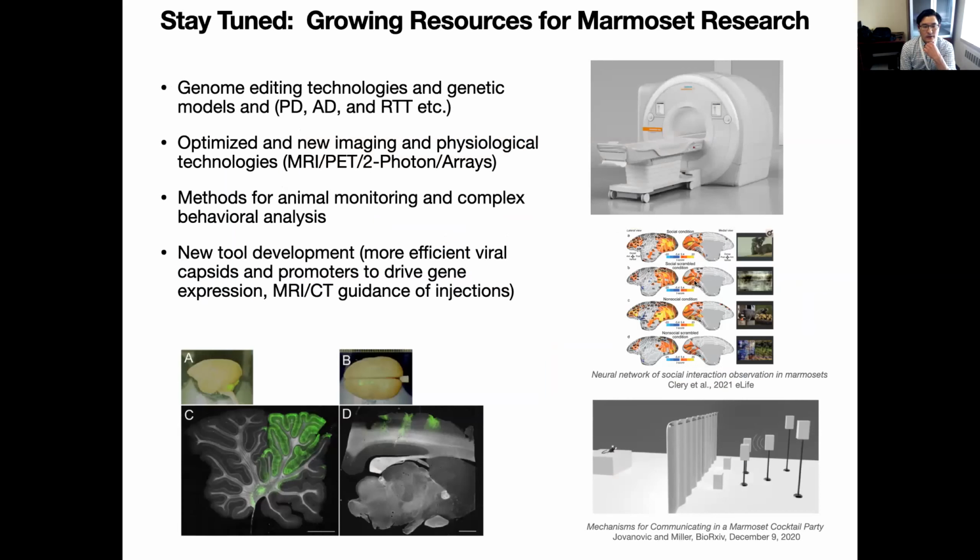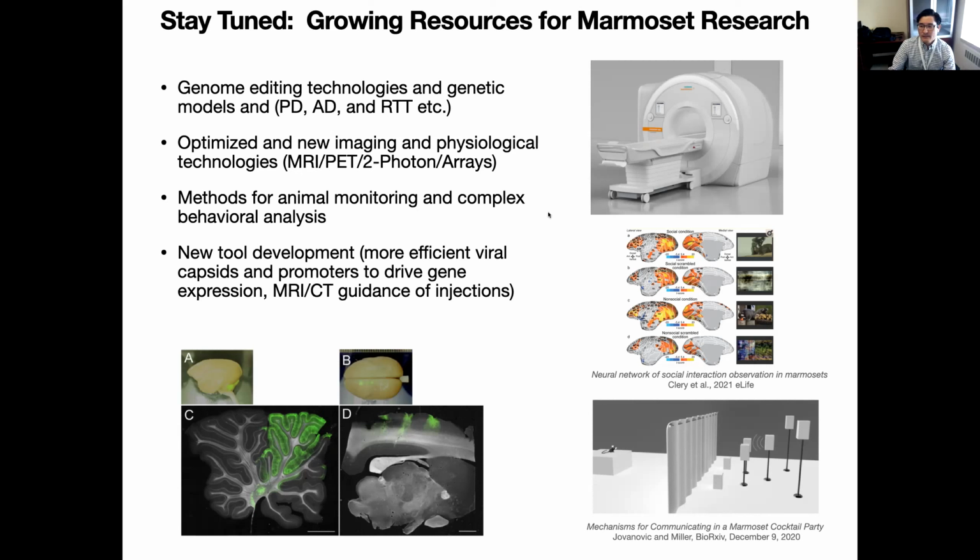So, there's a lot of things happening with the marmoset model, both at McGill, but also internationally. And there's this growing set of resources available to use marmosets for neuroscience research. As I mentioned earlier, there's new genome editing technologies being developed that have been successful in marmosets, for example, CRISPR-Cas9, but also lentiviral approaches for creating models, as well as new optimized imaging and physiological technologies for work with marmosets, including MRI, PET, 2-photon imaging, and physiological arrays that can be used as well.